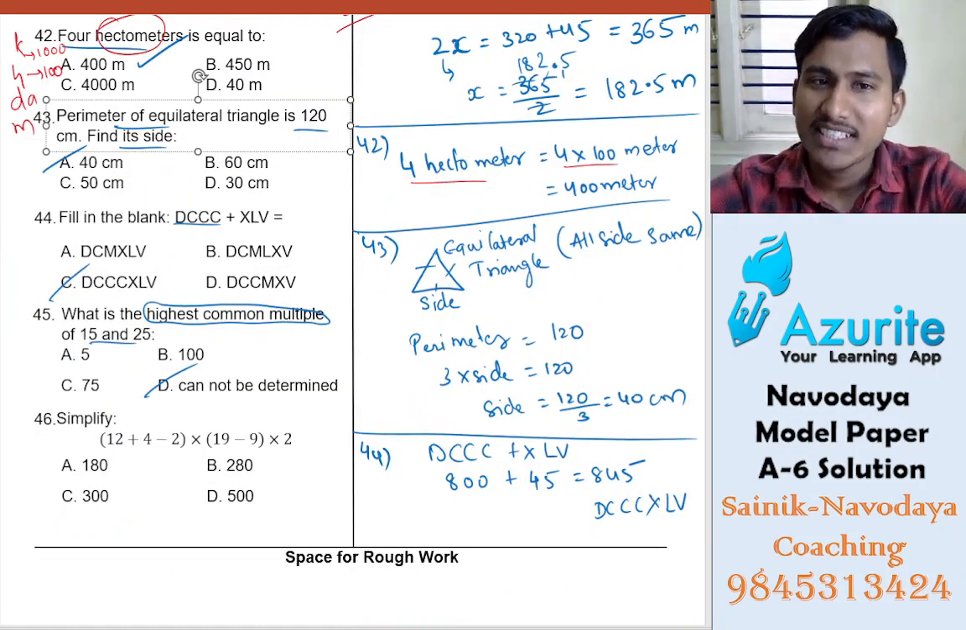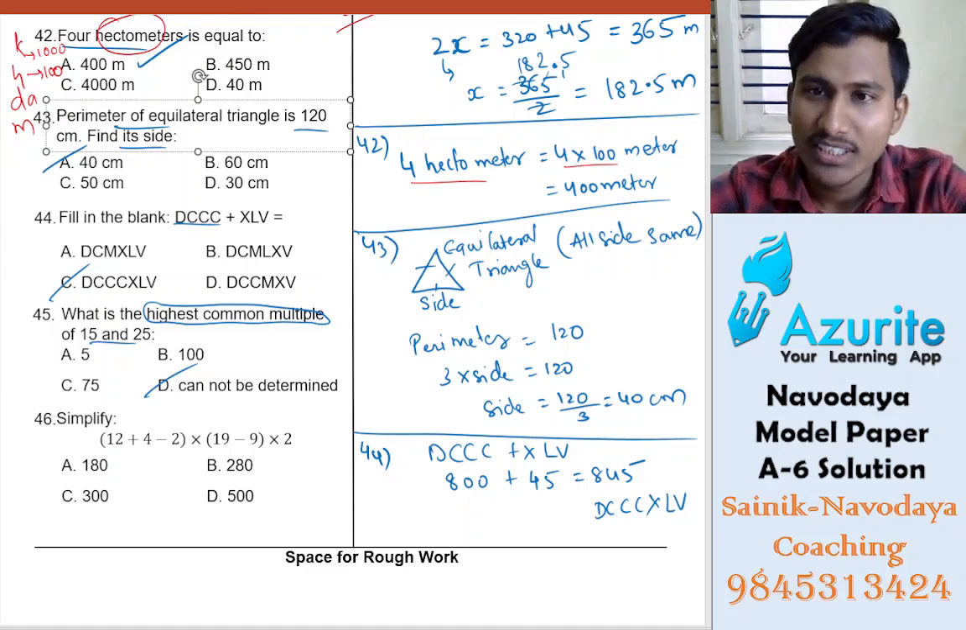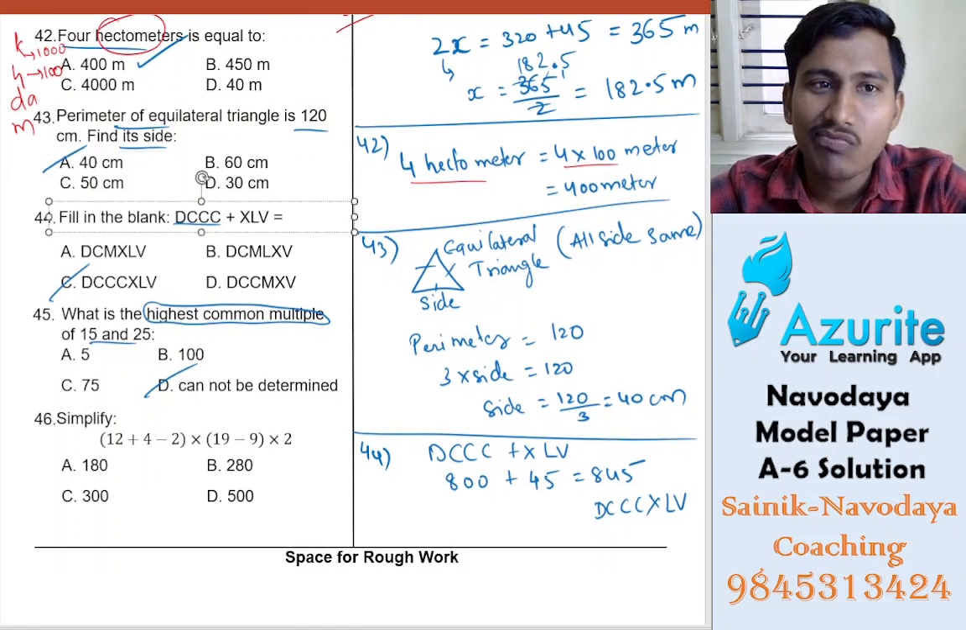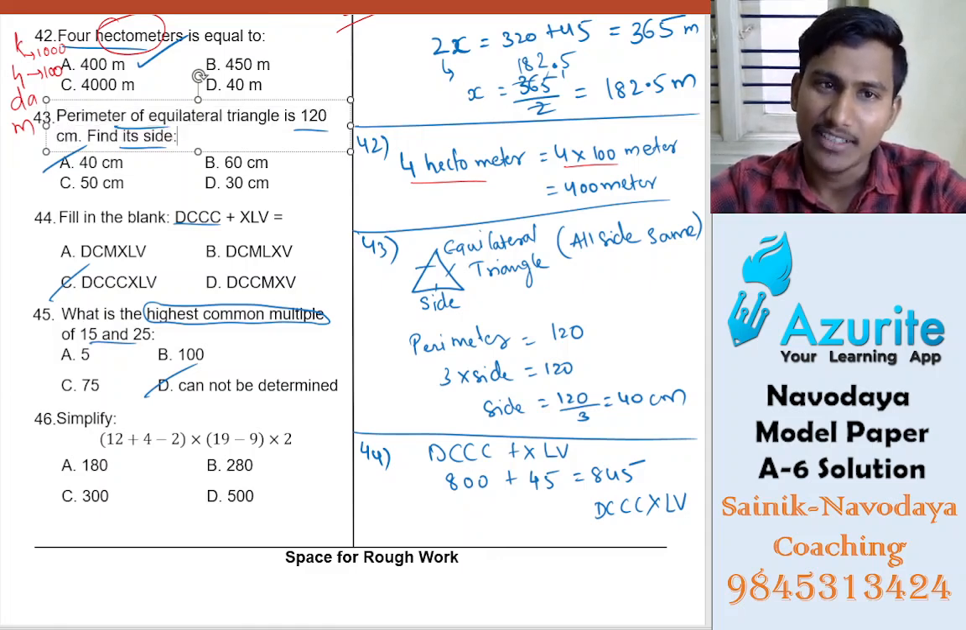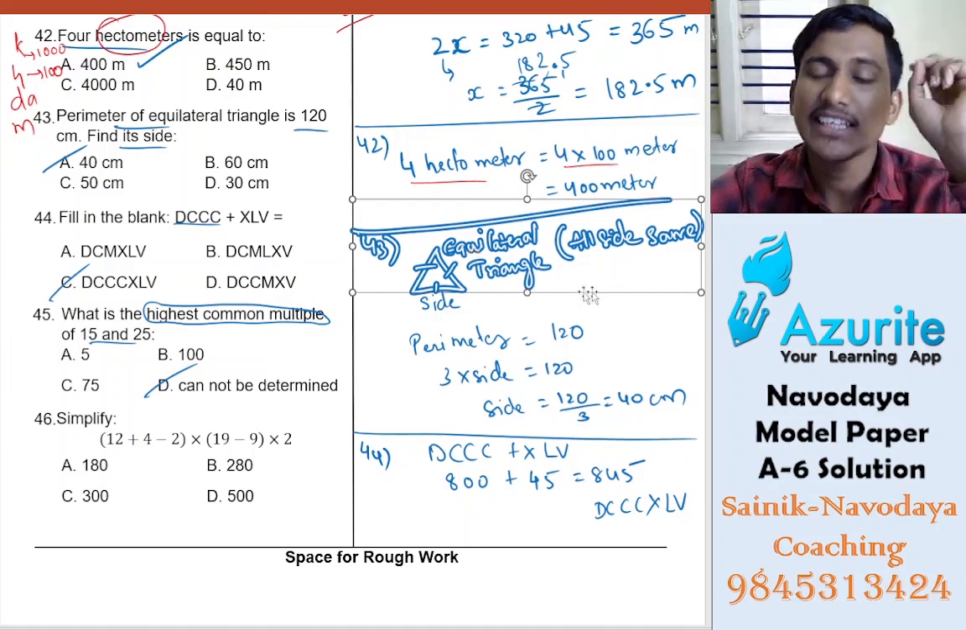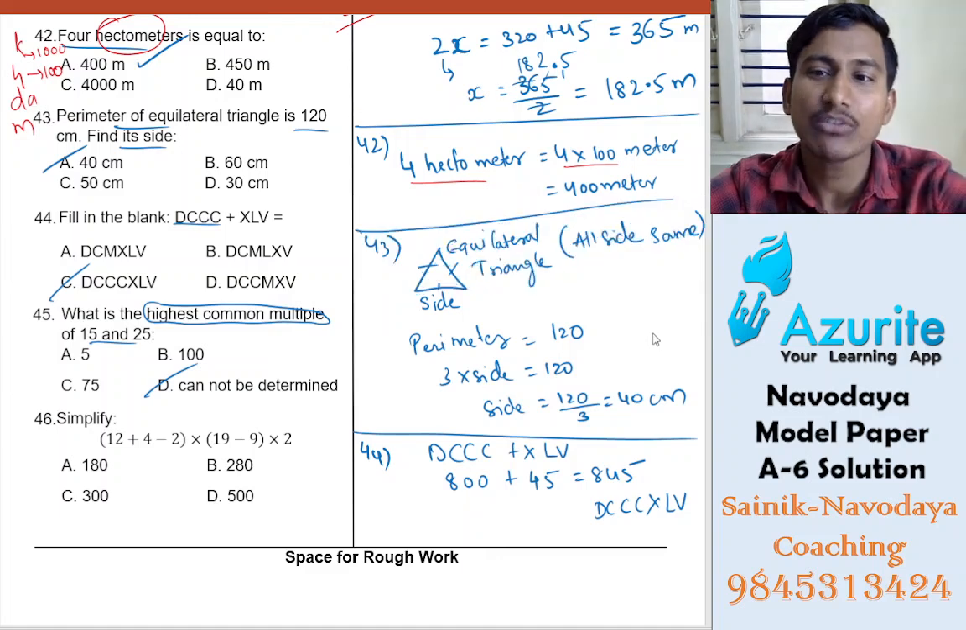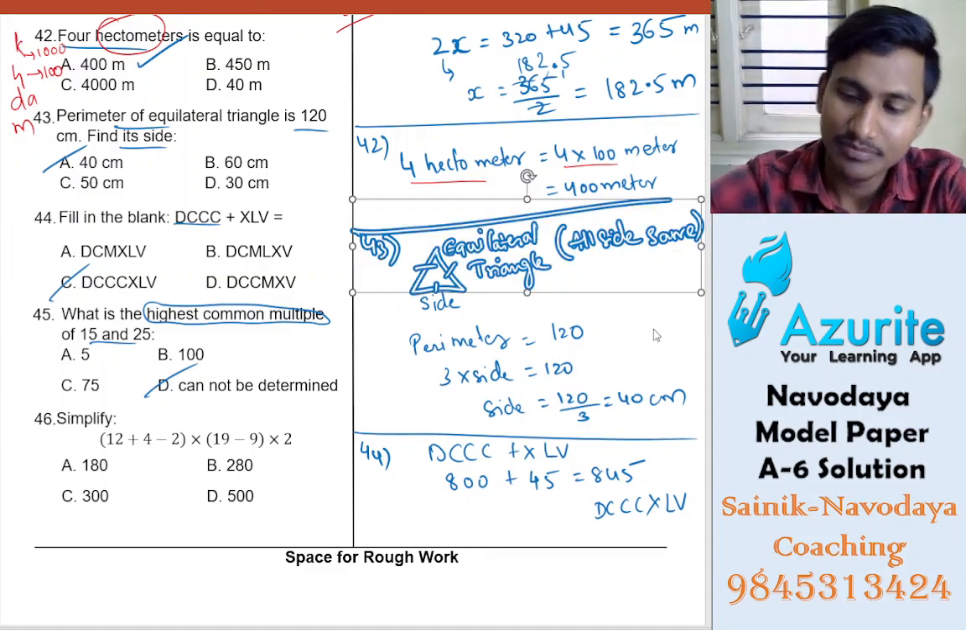So students, let us see 43. What is the 43rd question? The perimeter of an equilateral triangle is 120 centimeters. Find its side. So equilateral triangle, equi means equal. All the sides are the same, that is equal.